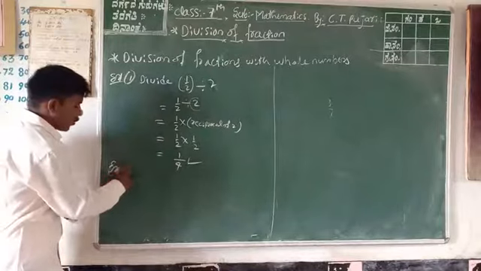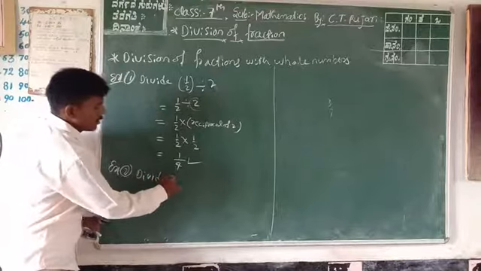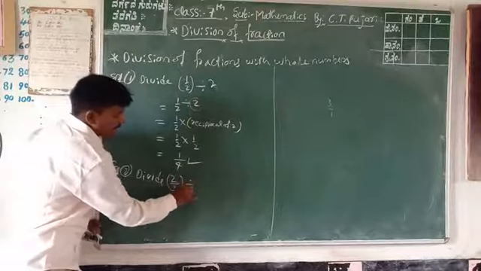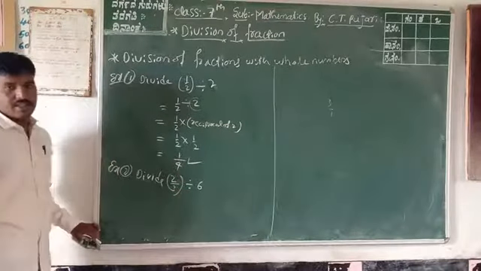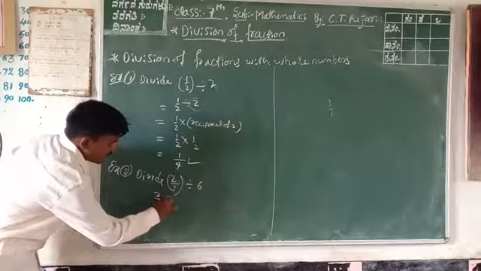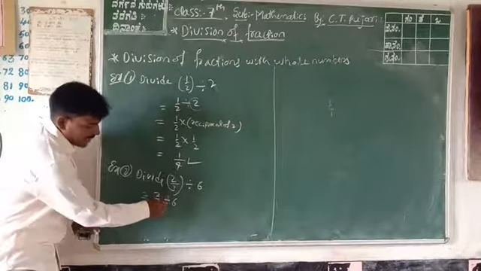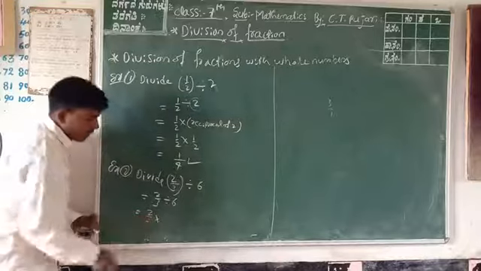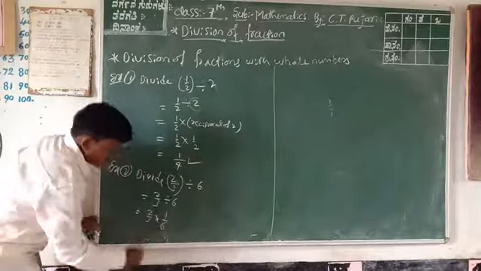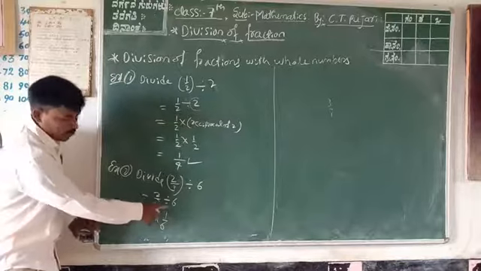Next, example number 2: divide 2 by 3 by 6. Again the same: 2 by 3, division sign, 6. Change the division sign into multiplication, and take the reciprocal of 6, which is 1 by 6. Therefore 2 by 3 into 1 by 6.